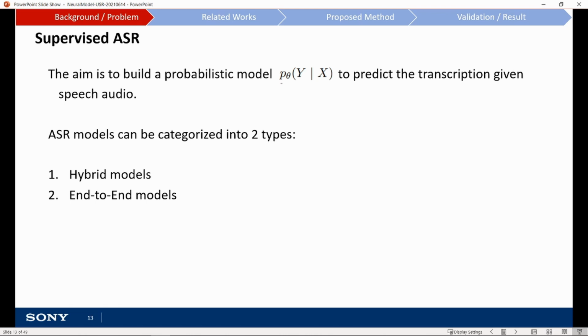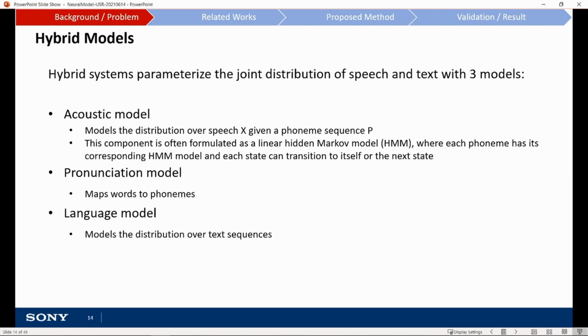speech audio. So ASR models themselves can be characterized into two types. First is the hybrid models, and second is the end-to-end models. Hybrid models use three models to parameterize the joint probability distribution of speech and text. First is the acoustic model, which models the distribution of speech for a given phoneme sequence. Then we have a pronunciation model, which is a mapping from words to phonemes. And third is a language model, which models the distribution over text sequences.